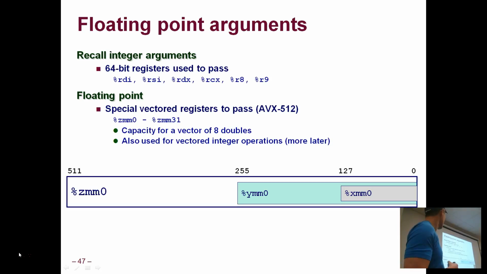What does it mean to have vectored registers? Meaning rather than passing one double, I can pass 16 doubles. And then I can have an instruction that, rather than give me one floating point operation, gives me 16. There are different code words for this.